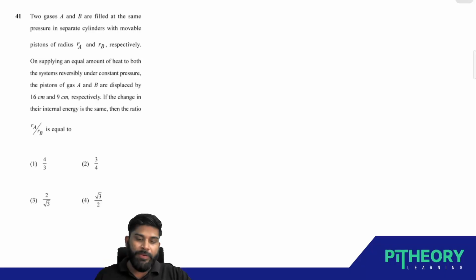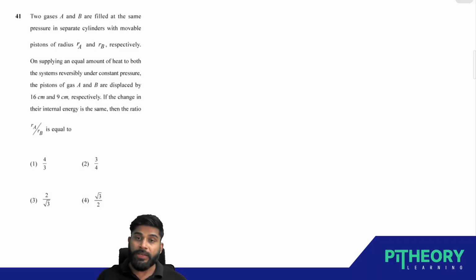Two gases A and B are filled at the same pressure in separate cylinders with movable pistons of radius RA and RB respectively. On supplying an equal amount of heat to both the systems reversibly under constant pressure, the pistons of gas A and B are displaced by 16 centimeter and 9 centimeter respectively. If the change in their internal energy is the same, then what is the ratio of RA to RB?